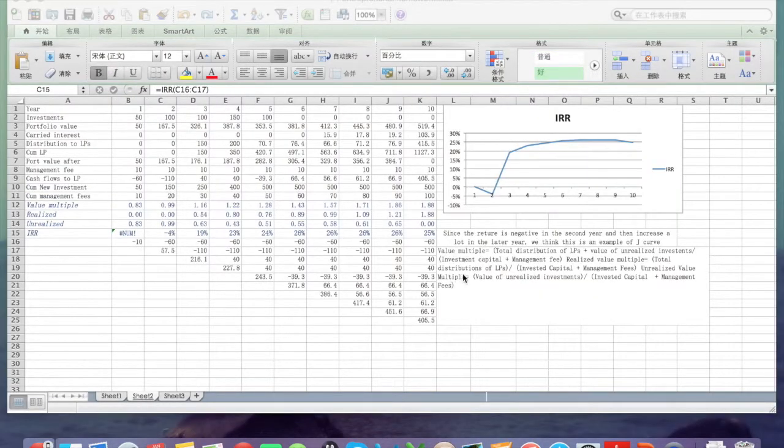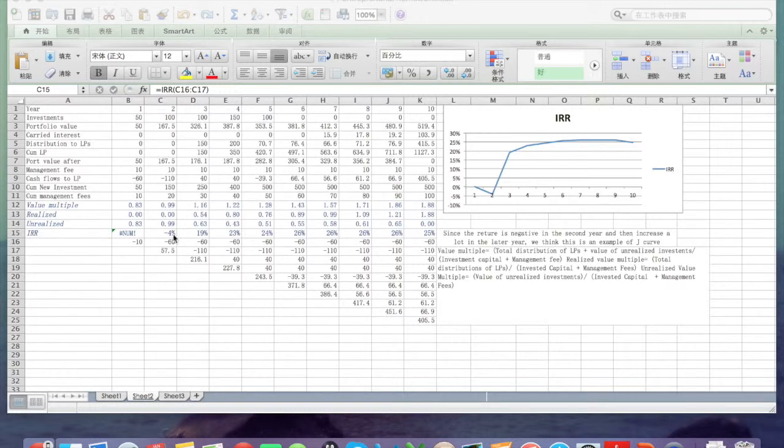The questions here are the equations for the value multiple, the realized value multiple, and the unrealized value multiples. And to get these numbers, we have to calculate the cumulative new investment and cumulative manager fees. And based on these two, we got the answers for year 1 through year 10.